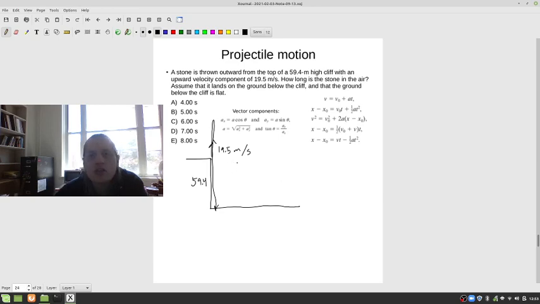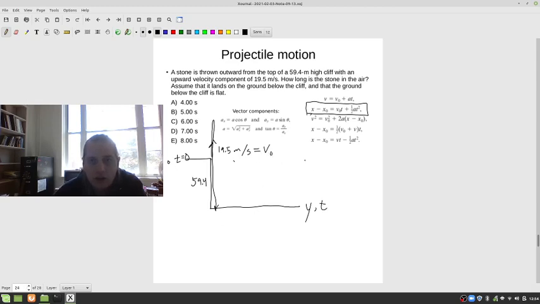Okay, so let's see. What would we use? Let's just look at our standard plane equation. Now, let's write down some things. This is where we start out, so that would be our y naught. This would be our y at the end of the story. This would be our t equals 0. This would be our t at the end of the story. And we know what our initial velocity is.